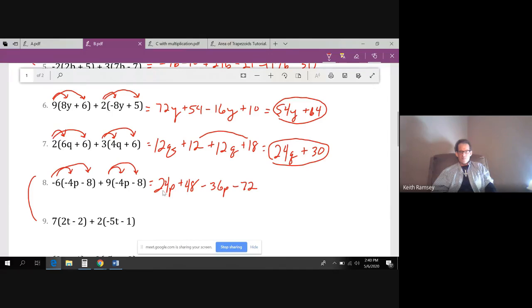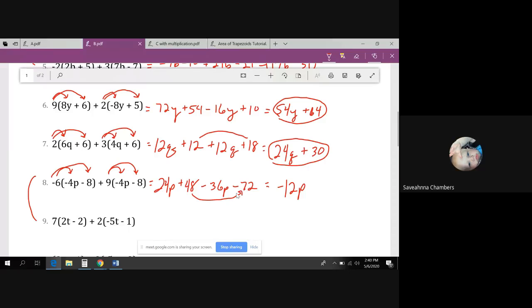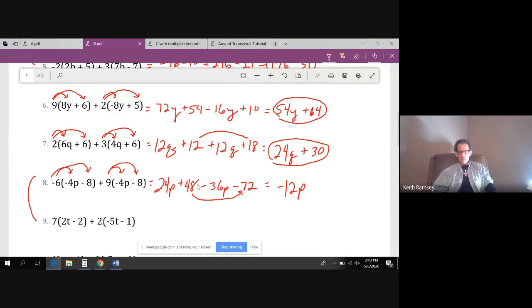Then check for like terms. This has a p, and so does this -36. So if I have positive 24 minus 36, I have -12p. And then I'm going to combine this 48 to this -72 over here. So if I have 48 minus 72, my answer has to be negative, right? So if I have 72 minus 48, you're going to have -24. And that's your simplified equation for number 8.